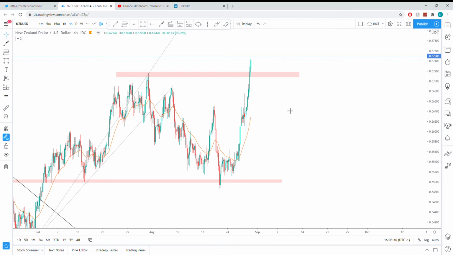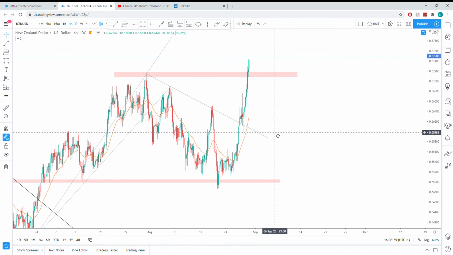So we're looking at New Zealand dollar to the US dollar. Pretty much we have this huge uptrend. We're going to talk about some trading opportunities here. So my current bias is towards the upside. The reason for this is we've broken our intraday downtrend, so we do have this strong momentum kicking in.